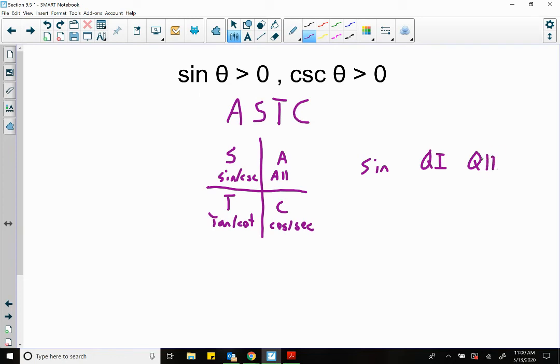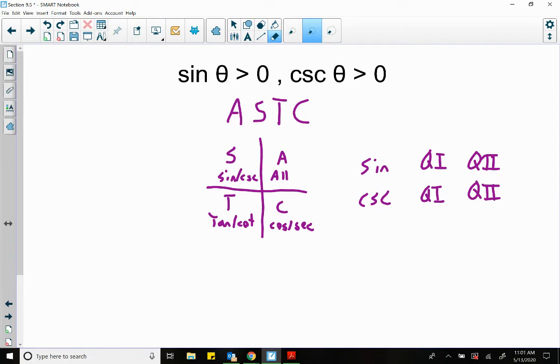Then you're going to look at cosecant. According to this, they want it to be positive. Okay? Well, cosecant is positive in quadrant 1, and cosecant is positive in quadrant 2. So the answer to this problem is what both the quadrants share.